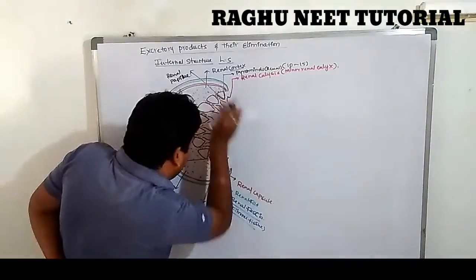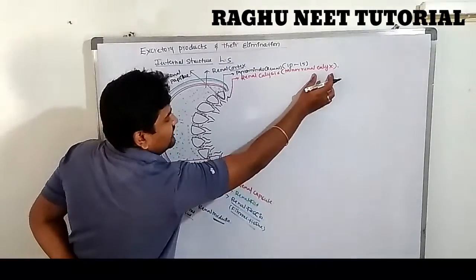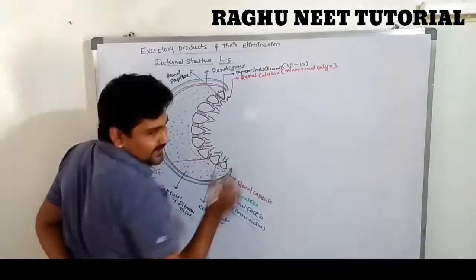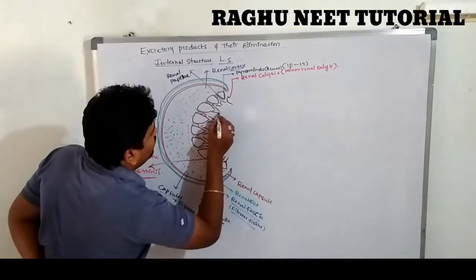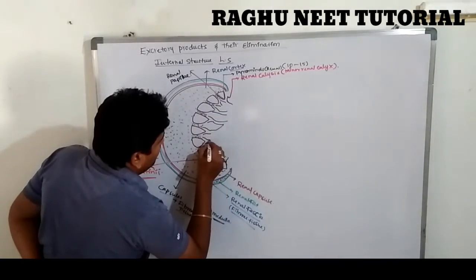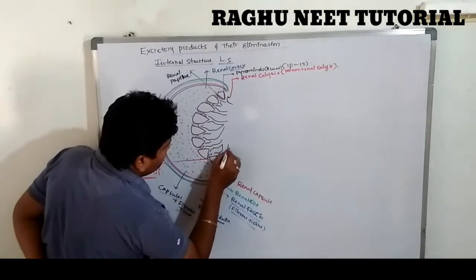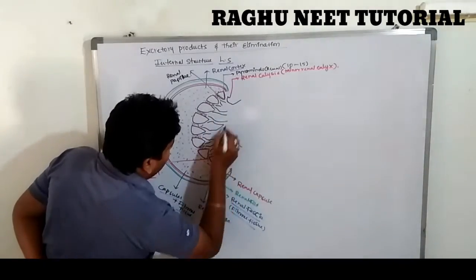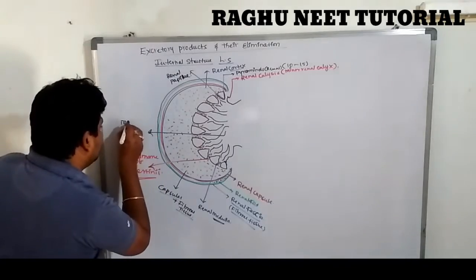The renal papillae is placed on the renal calyx. These are very small cups, called minor calyx. Are you clear? So all the minor calyces come together to form a large calyx. This large calyx is called the major calyx.